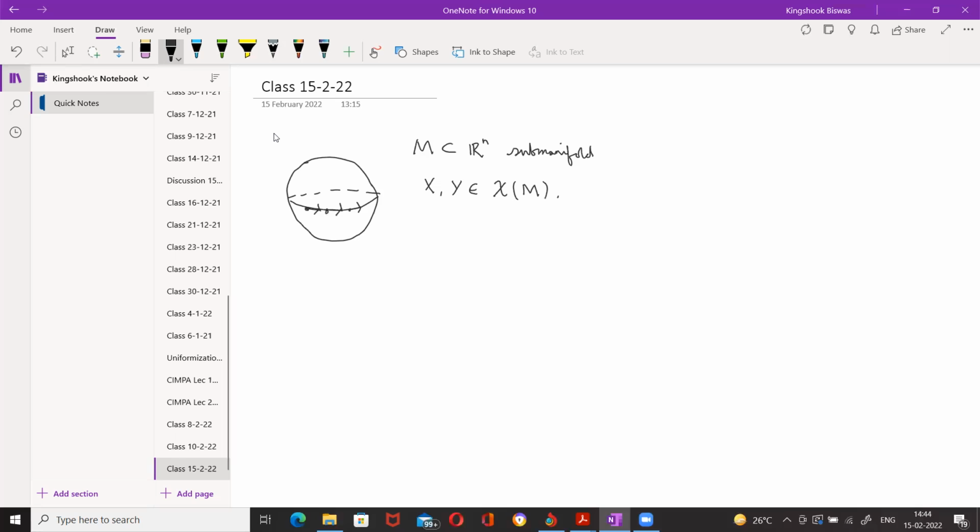So we want to define the directional derivative or covariant derivative of Y in the direction of X, right? That will be nabla sub X of Y. This is supposed to be again a smooth vector field on M.